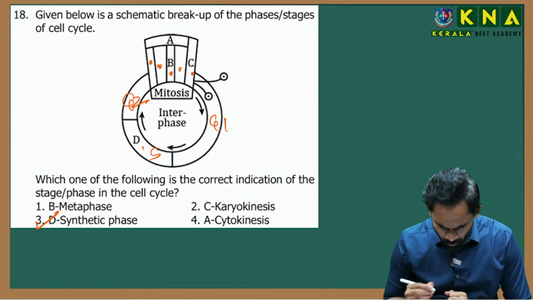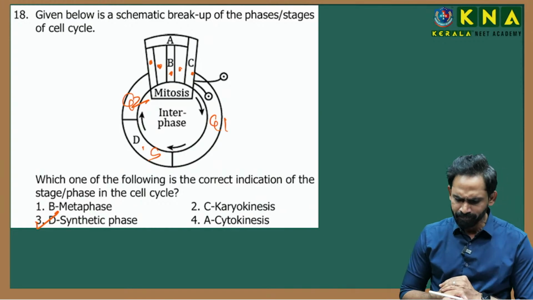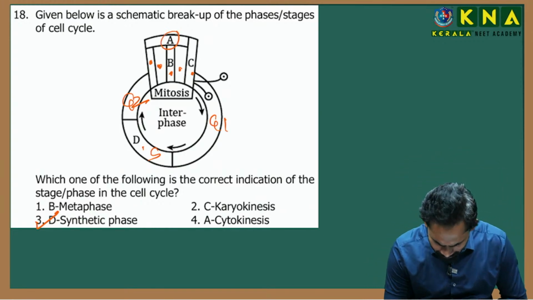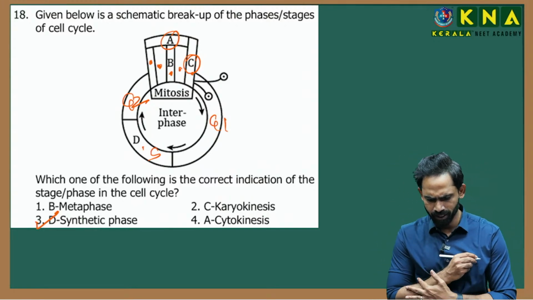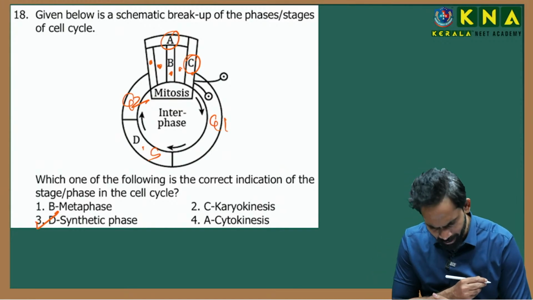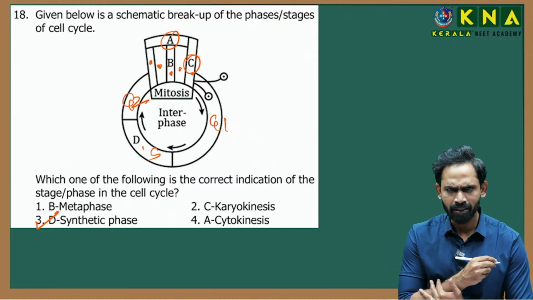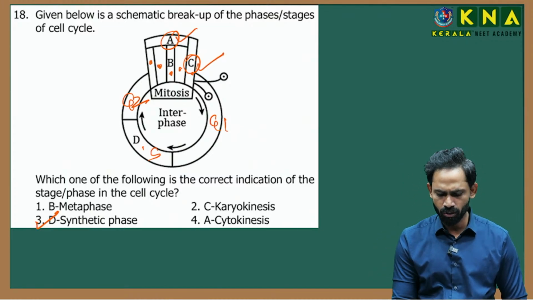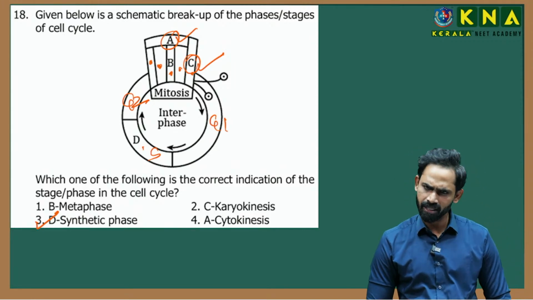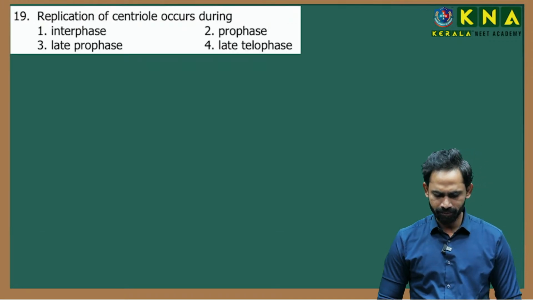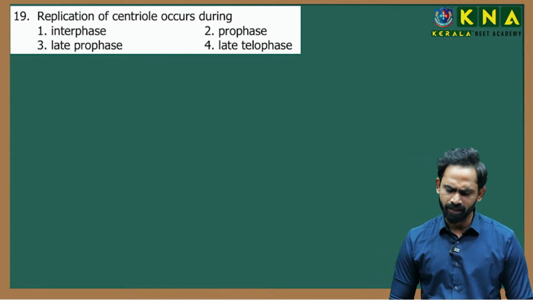B belongs to the anaphase. A belongs to karyokinesis, nuclear division. C belongs to cytokinesis. D I already said, option 3. So I am going for option 3 for the 18th. Representation, okay. The next question, this is a nice, good one: replication of the centriole occurs. Direct answer.